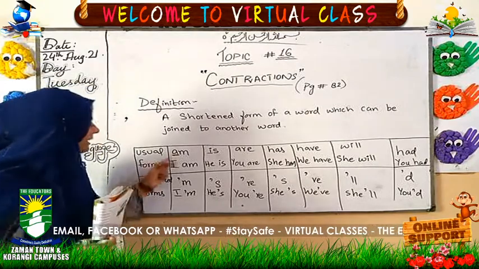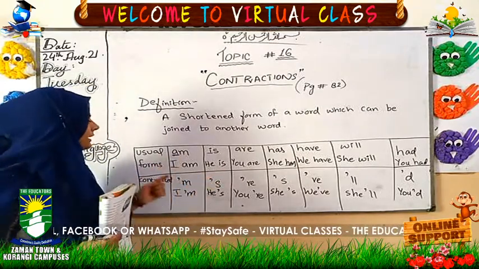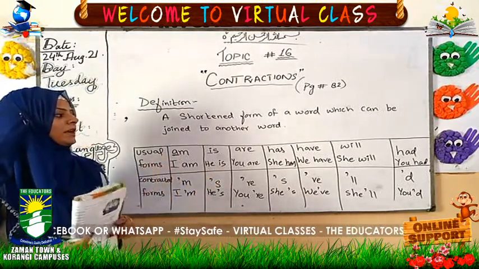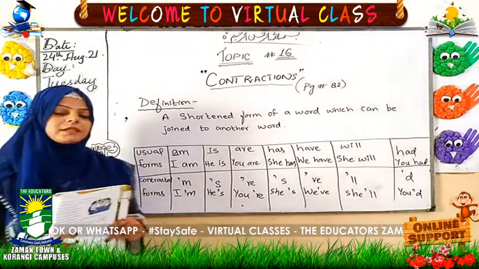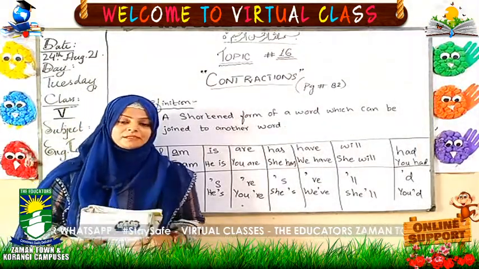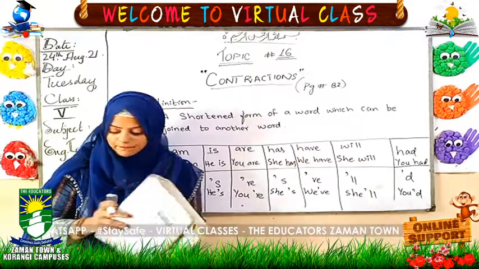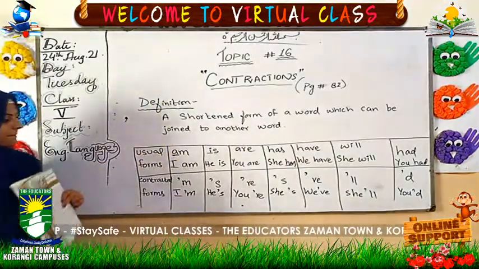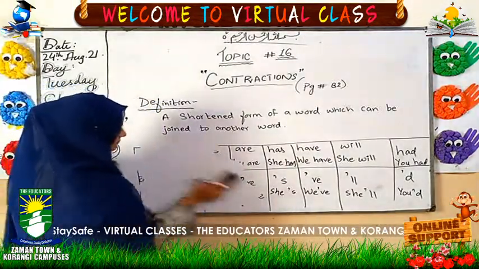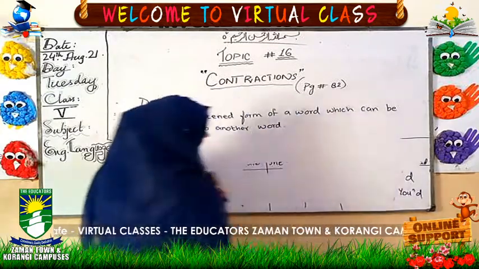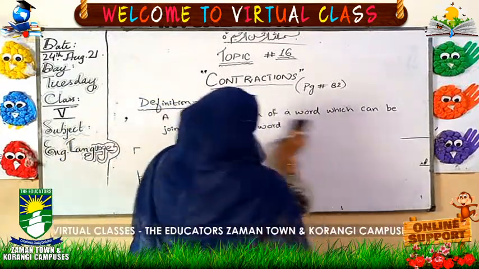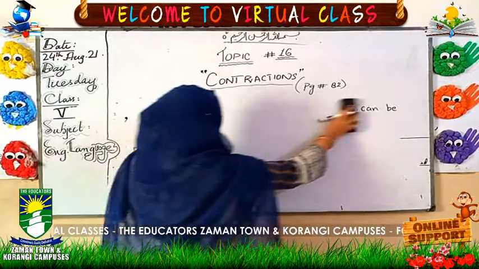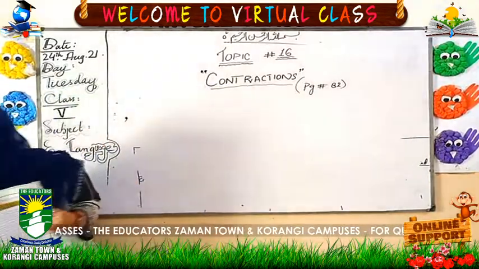Okay, students, here we have the contracted form of every word: am, is, are. Now let's use all these words in some sentences, then your concept will be clearer. You will understand how to make a contraction of these words.